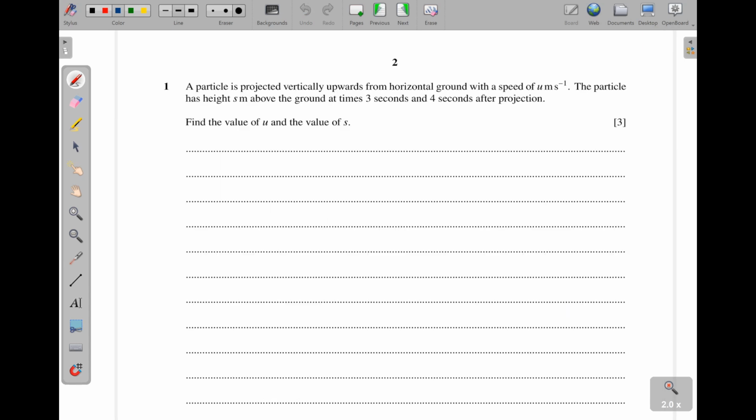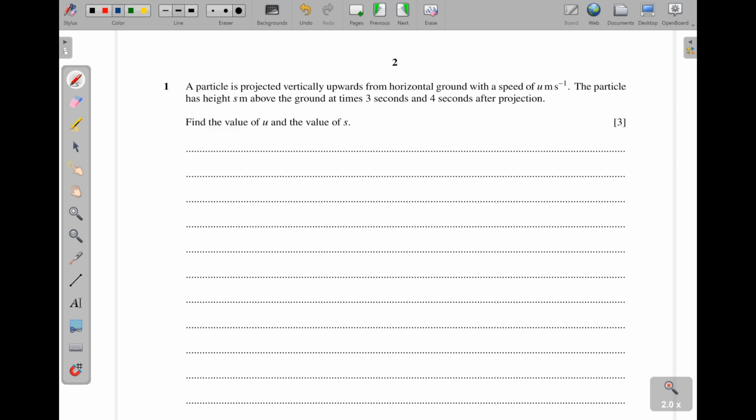Question number 1, a particle is projected vertically upwards from the horizontal ground with a speed of u meters per second. The particle has height s meters above the ground at times 3 seconds and 4 seconds after projection. Find the value of u and the value of s.